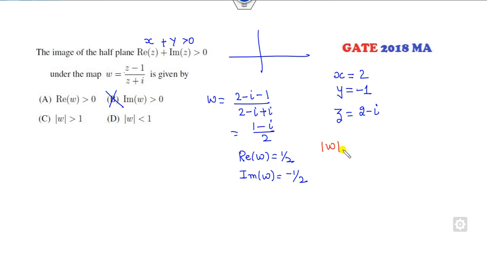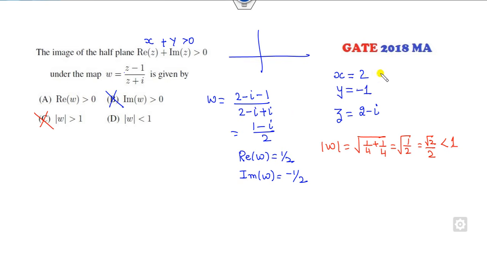Okay, what is the absolute value of this? It is 1 over 4 plus 1 over 4. It is 1 over 2. That means root 2 over 2, which is less than 1. But he said greater than. So this option is cancelled. Now you have the two options left.